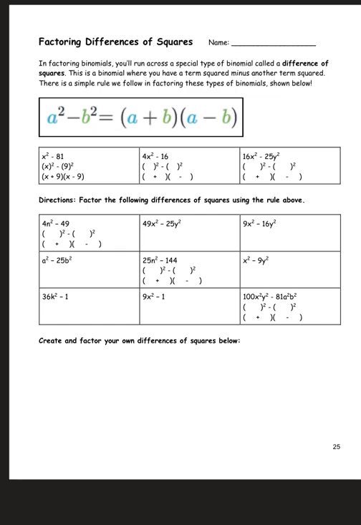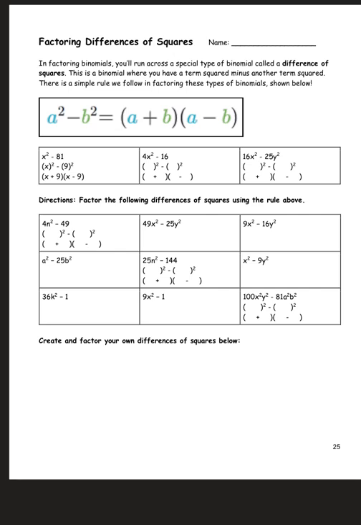So basically when we're talking about difference of squares, we have two perfect squares, okay? And they're being subtracted from each other. So that's why it's called a difference of squares. So if we look at the example below, we'll see that we have a squared minus b squared. And there's a simple formula or rule that we use where we have two parentheses, we have plus in one parentheses and minus in the other parentheses. And then we're just simply taking the square root of each term.